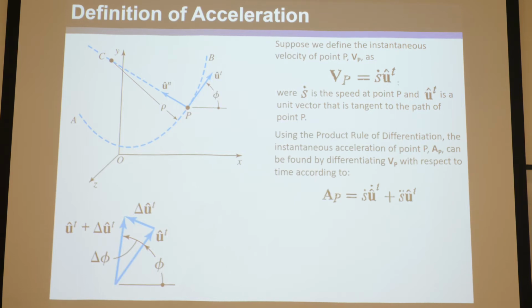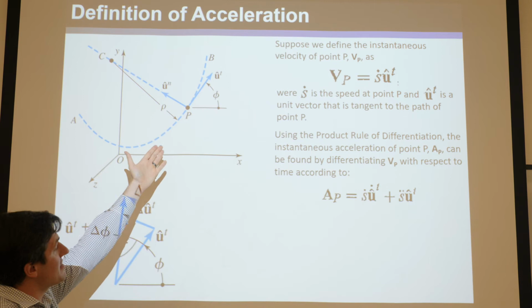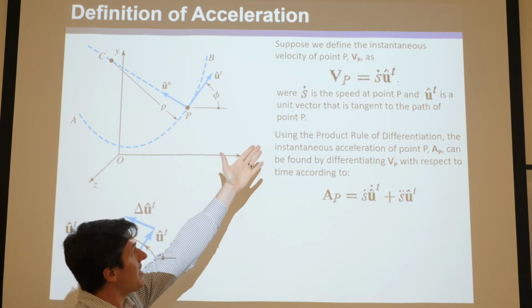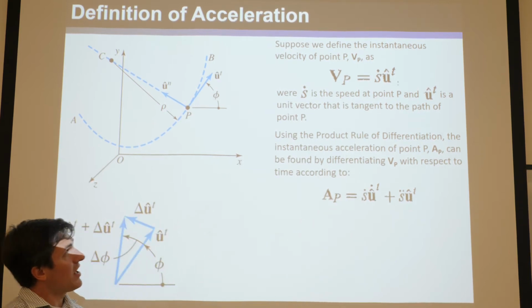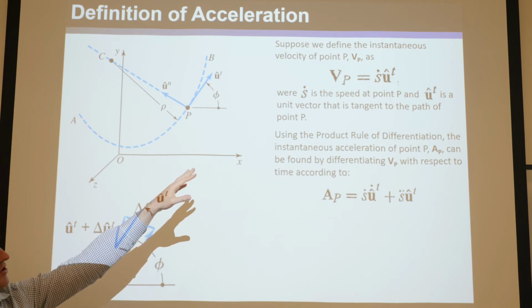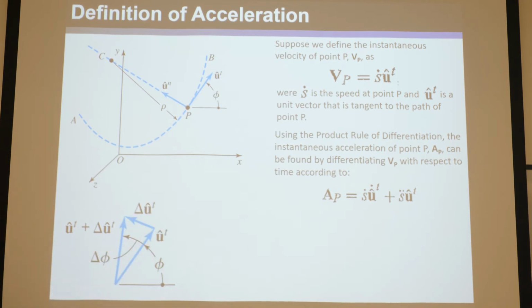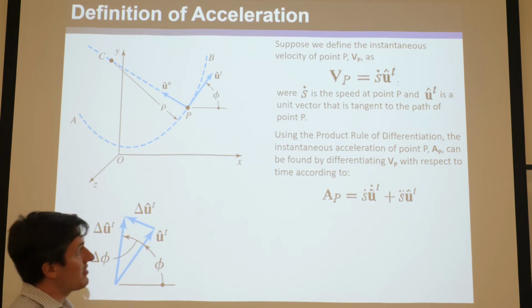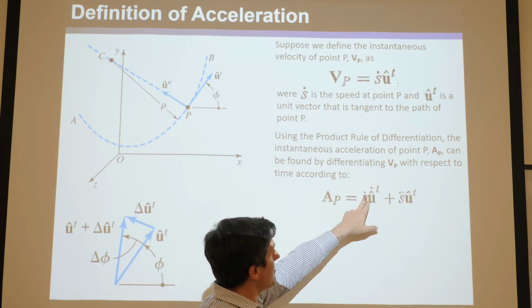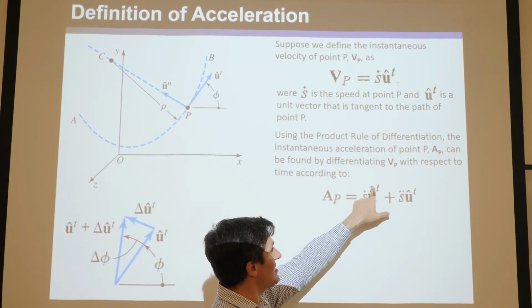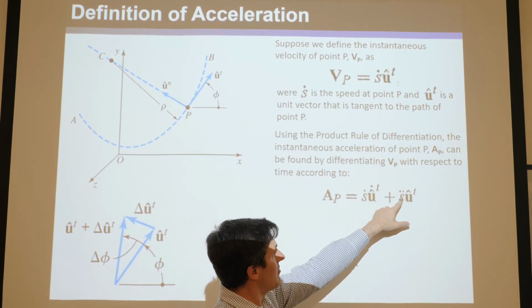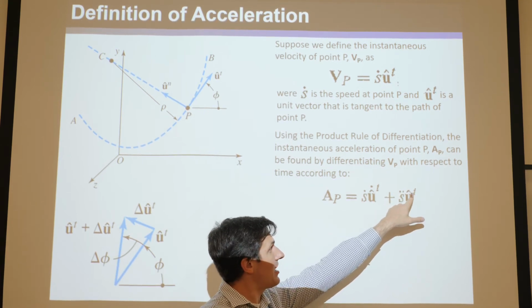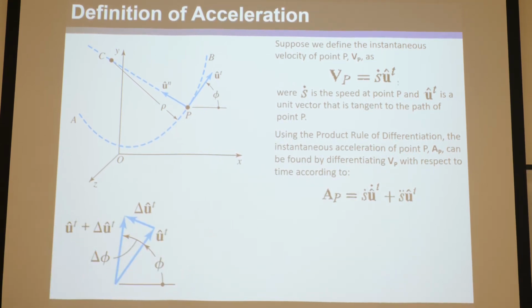Now say you want to find the instantaneous acceleration of that point P. Well, then you take the derivative of the vector Vp, and that derivative is Ap, the acceleration of point P. Since both s dot and u hat t change as a function of time, when you take the derivative, you have to use the product rule of differentiation. So you take s dot, and multiply it by the derivative of u hat t with respect to time, and then you add the derivative of s dot, which is s double dot, times ut in its normal form.